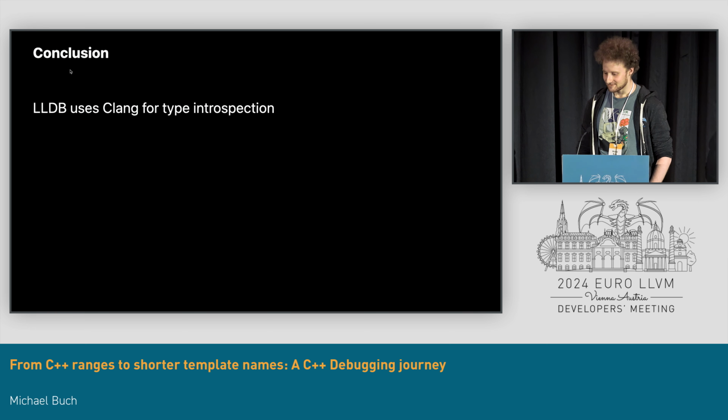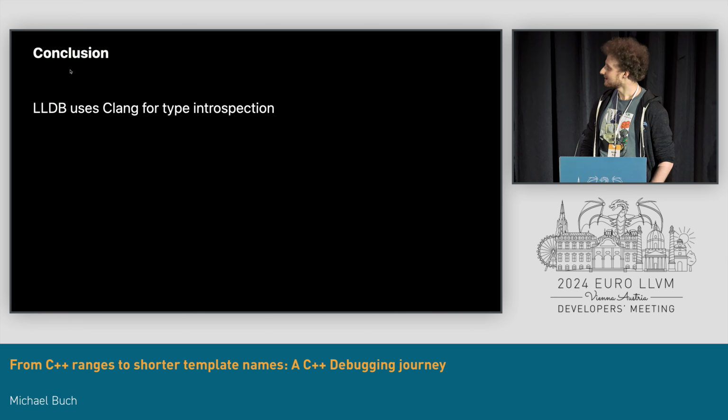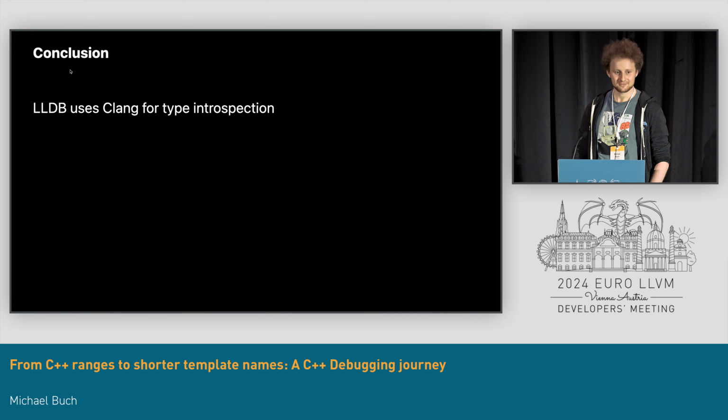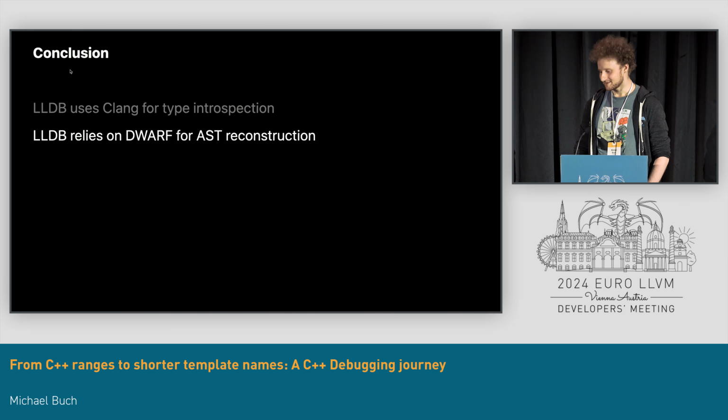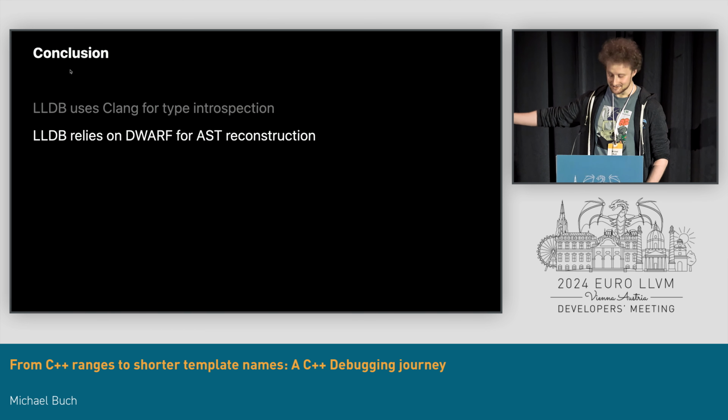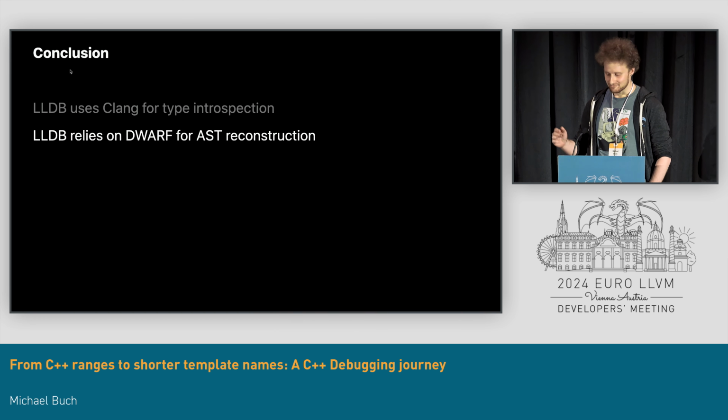So that's pretty much it. Conclusion: LLDB makes heavy use of Clang for any sort of type info queries. And the ASTs that LLDB passes to Clang, it gets from DWARF. It can also do it from other types of debug info, but in this case, DWARF.